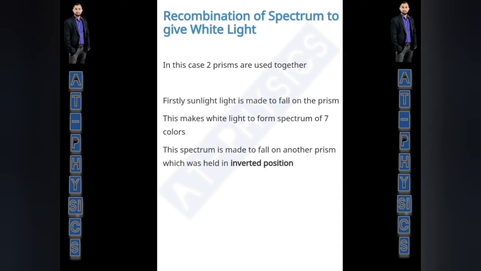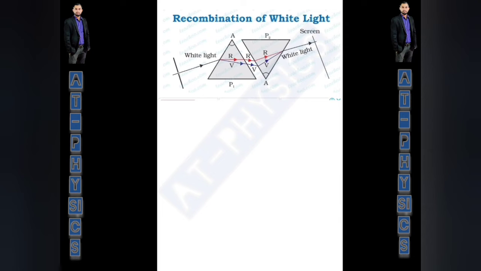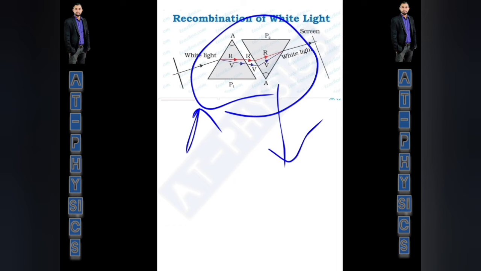What is the recombination of light? This is an experiment performed by Newton, in which he put two glass prisms, one in an erect position and another in an inverted position.